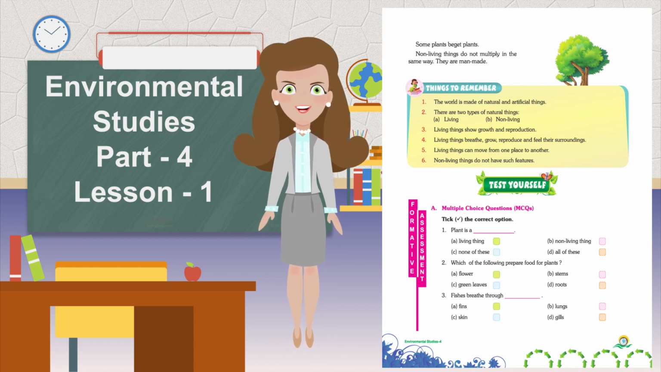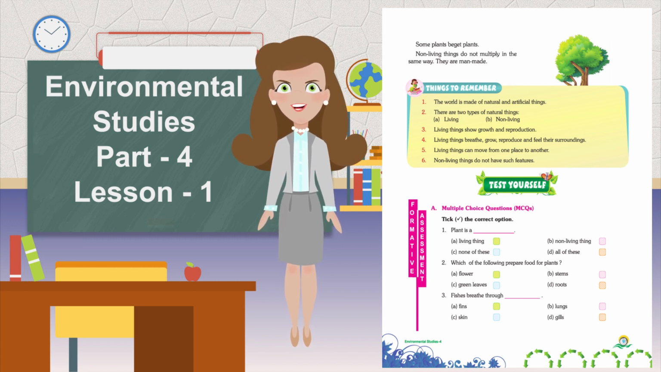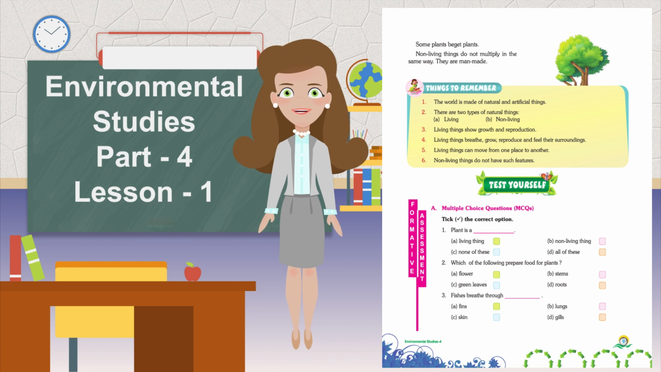Things to remember. The world is made of natural and artificial things. There are two types of natural things, living and non-living. Living things show growth and reproduction. Living things breathe, grow, reproduce, and feel their surroundings. Living things can move from one place to another. Non-living things do not have such features.